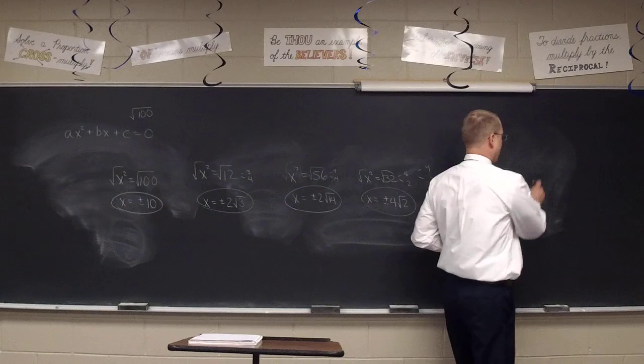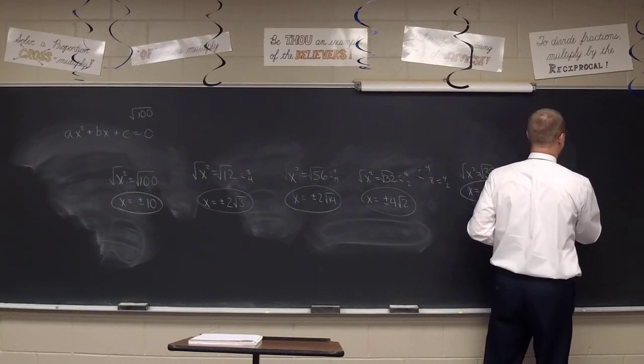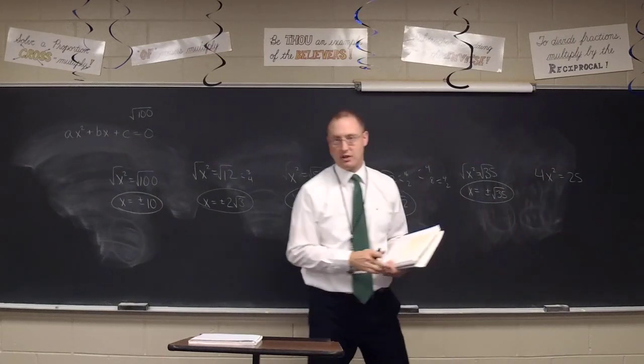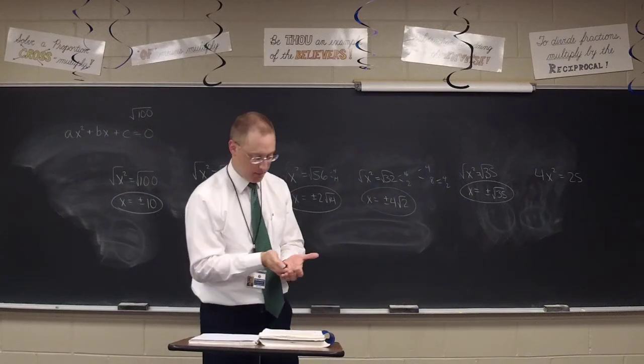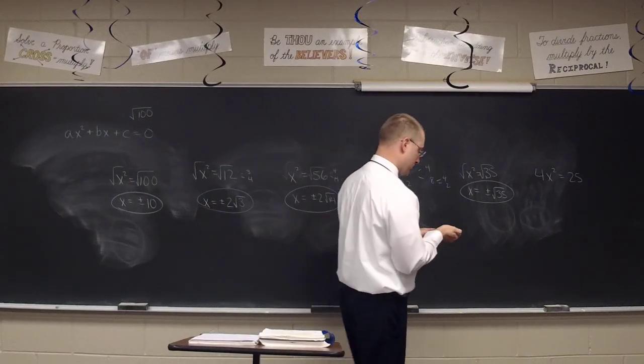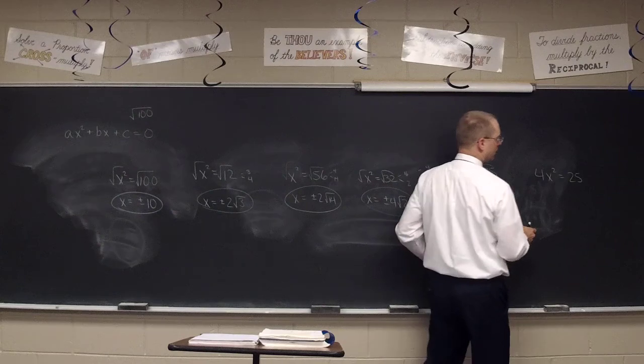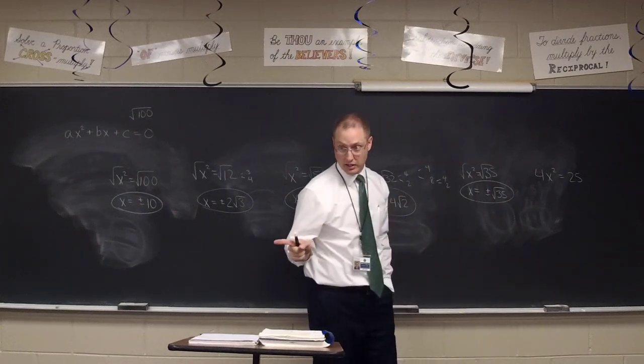Number 12 is an interesting one. We have 4x squared equals 25. Josh, this time the x squared is not isolated. I have to isolate it myself. What do I do? You take the square root. Not yet. It's not isolated yet.